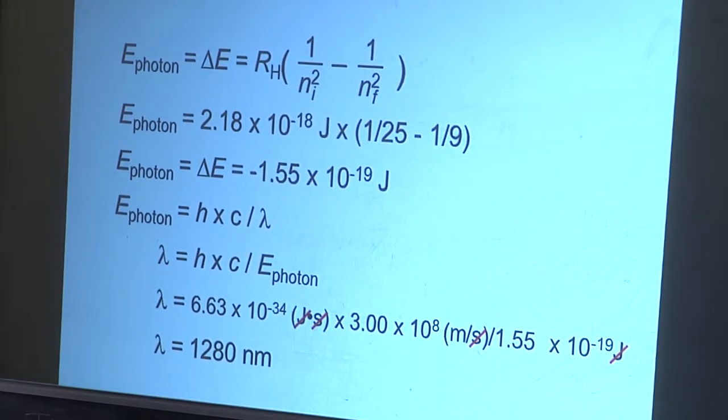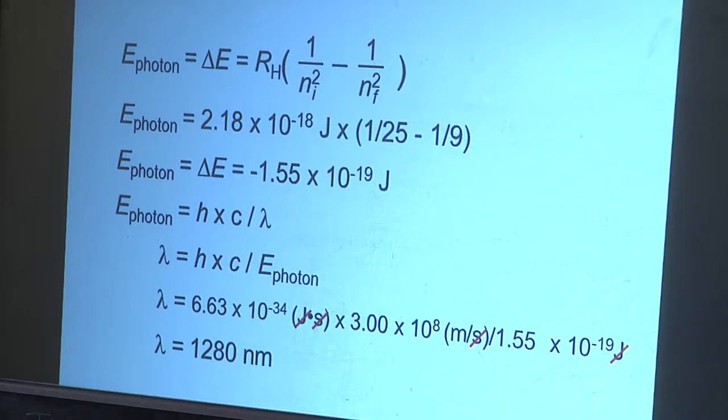So E photon doesn't really equal delta E. It's equal to positive delta E. In some sense, you're correct. The negative sign there is only there to indicate energy is being given out. So a photon itself never is going to have negative energy. But delta E can be negative because it's giving out a photon.